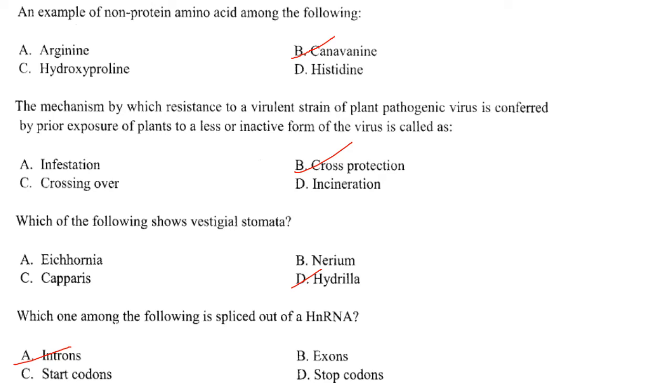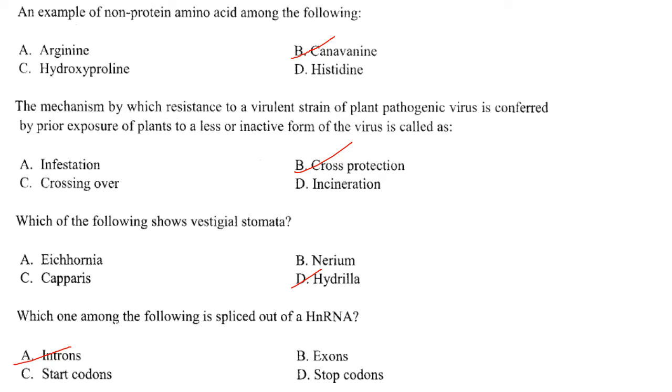So coming to the next question, an example of non-protein amino acid among the following. Non-protein amino acids are amino acids other than the usual 20 amino acids which are incorporated into the proteins. So in this, the example of non-protein amino acid is canavanine, option B.